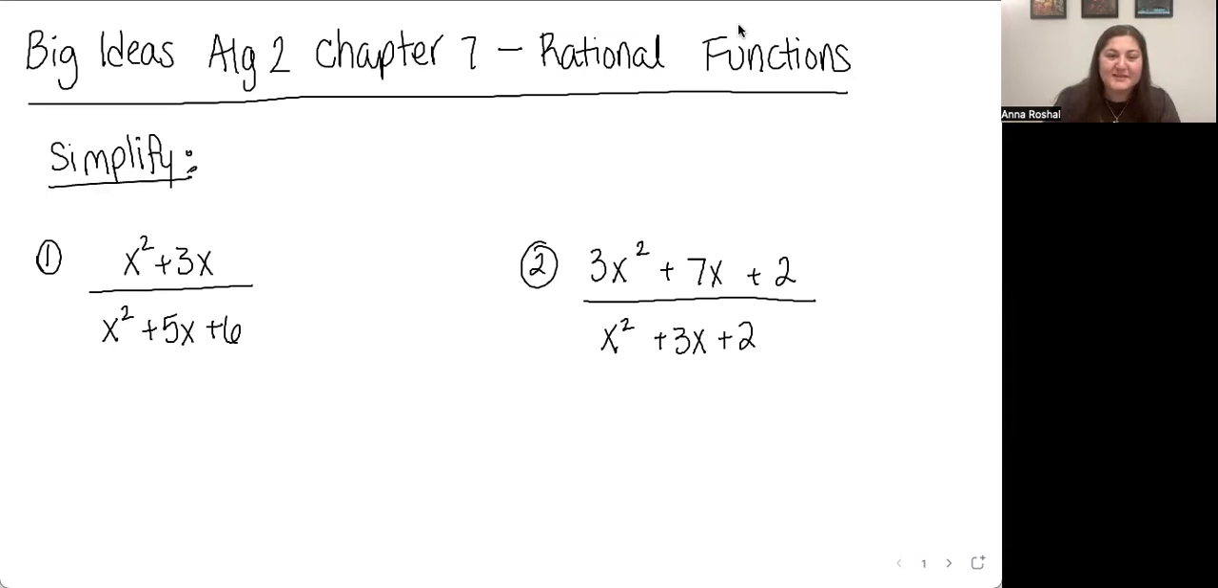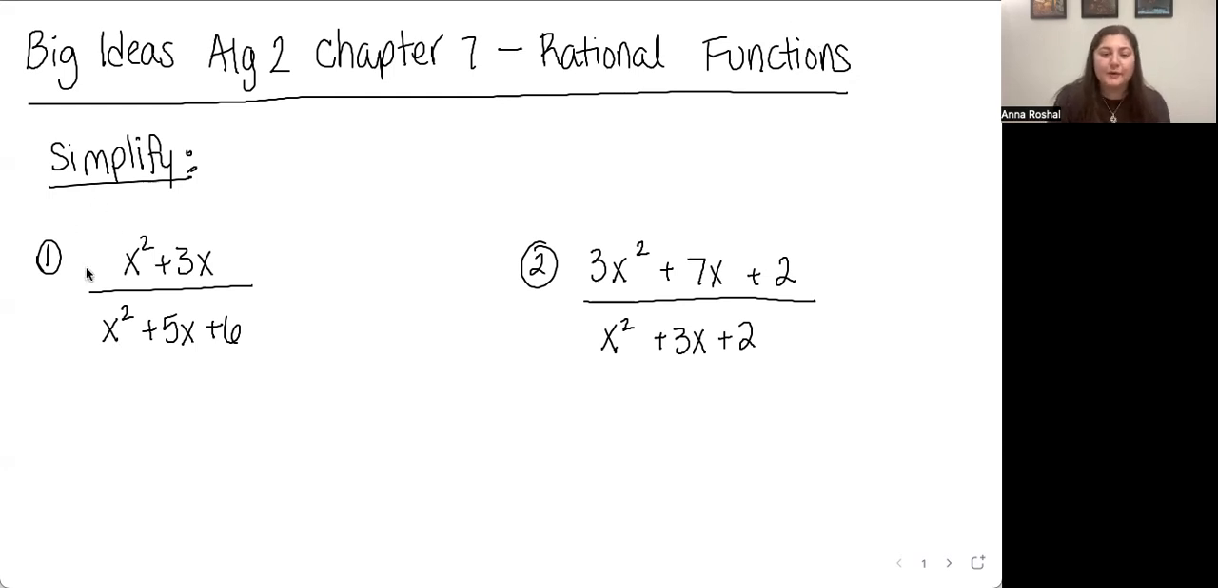My name is Anna Rochelle, and today we are going to talk about Big Ideas, Algebra 2, Chapter 7, Rational Functions. This was sent in by a student. It's a 2-page review sheet for Chapter 7 on rational functions. There's going to be some graphing and solving rational equations in the next video. In this one, we're mainly simplifying and adding, subtracting, multiplying, dividing, all these rational expressions. Okay, so without further ado, let's go ahead and get started.